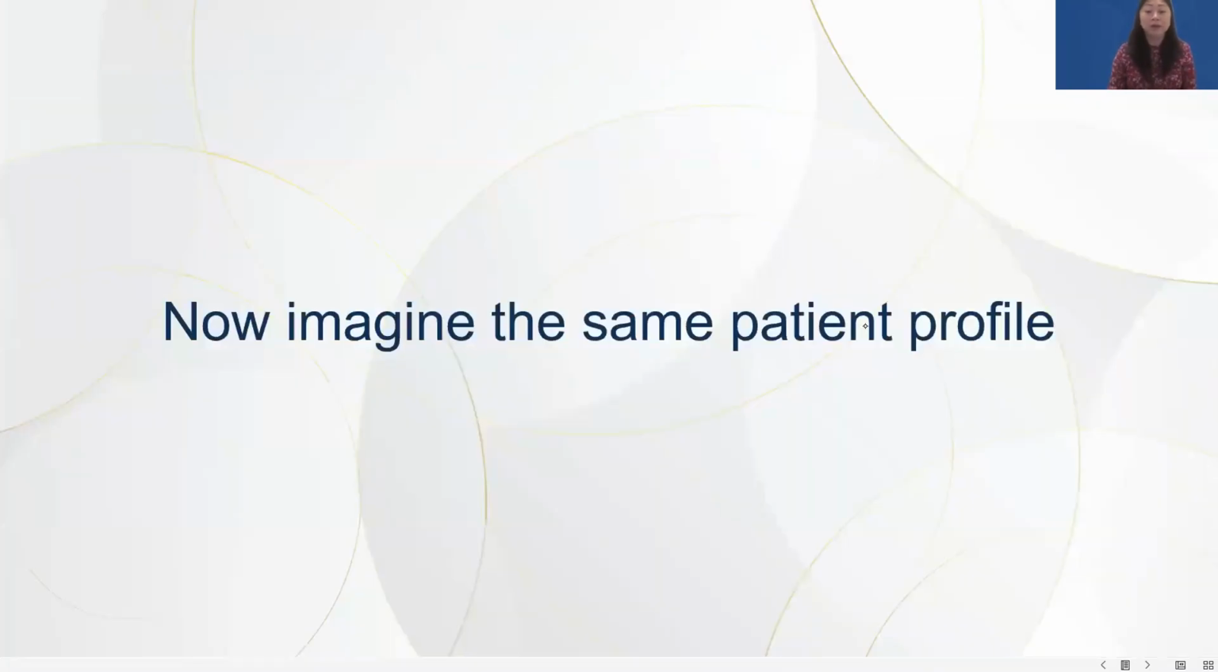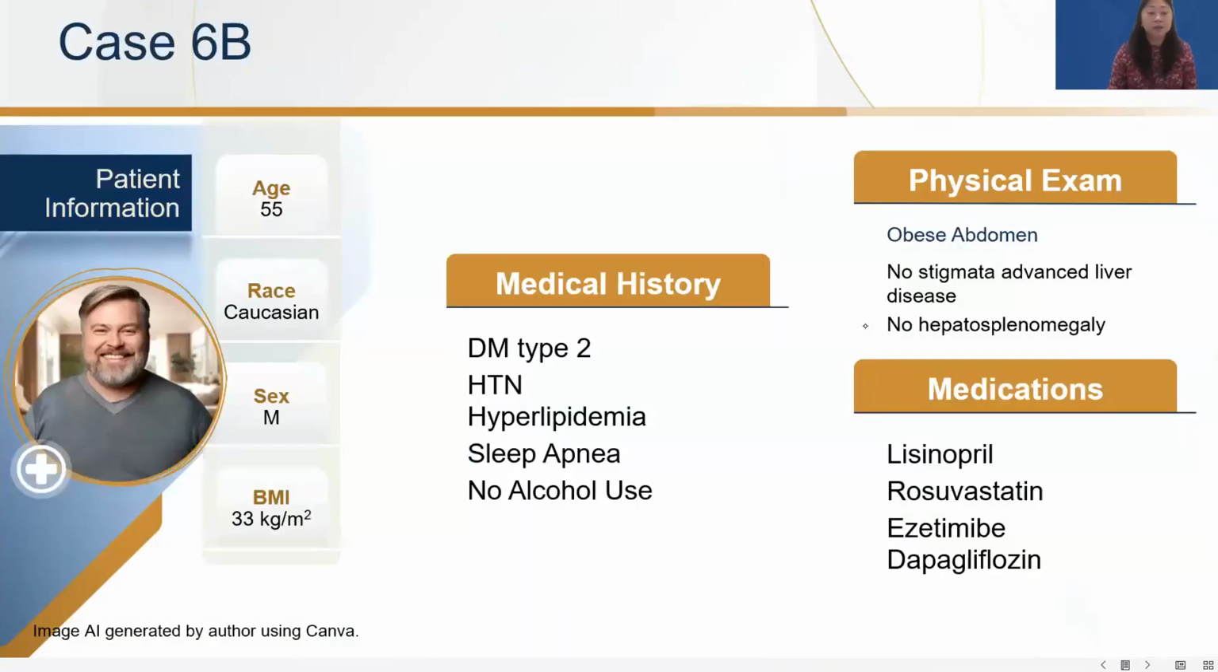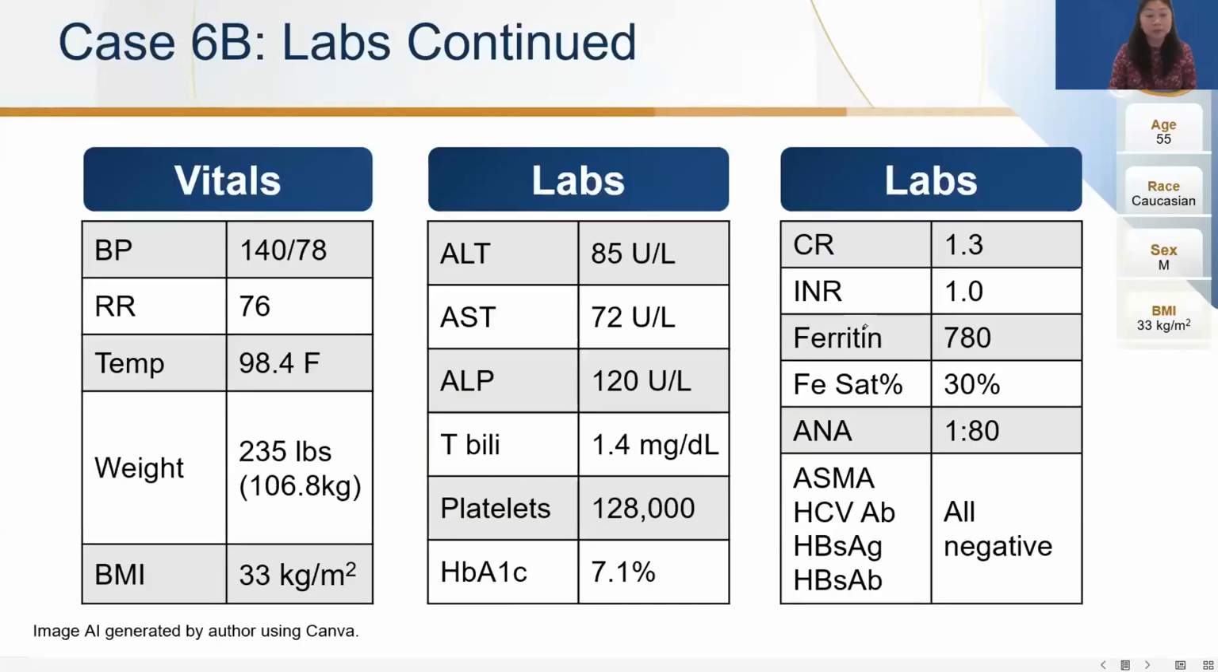Now, imagine that you have the same patient profile. So this is our second case, 6B. This patient has the same medical history, the same physical exam, the same medications, the same vitals, but when it comes to labs, this patient's total bilirubin is a little elevated at 1.4, and the platelet count is now 128,000. So if you have any patients with a platelet count less than 150,000, you want to really start thinking about cirrhosis unless proven otherwise.